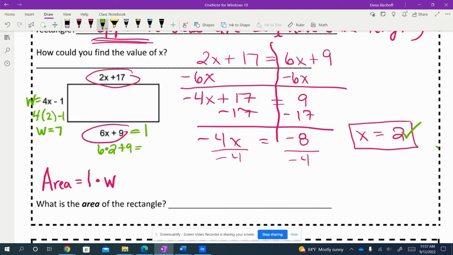And what is 6 times 2 plus 9? Anyone? 21, I think. Okay, so if I wanted to find the area, I would have to take my length, which is 21, times my width, which is 7. Calculator bunny, 21 times 7 is 147 square units.